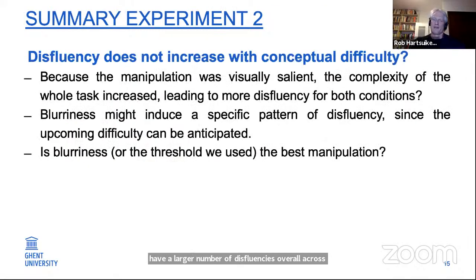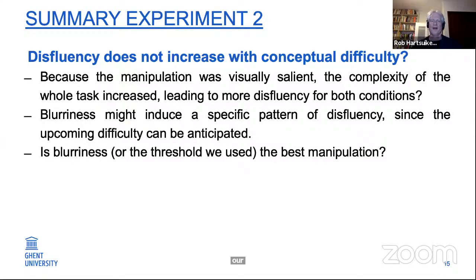So to our surprise, impeding conceptual access by doing this visual manipulation did not elicit more disfluencies. And there's a couple of ideas we have that might be going on here. So first of all, we had a lot of disfluencies in this experiment, much more than in experiment 1. Perhaps this is because the visually salient manipulation of blurring increased task difficulty overall. So we made the experiment as a whole a lot more difficult. You have lots of difficult items, and this led to more disfluency in all conditions.